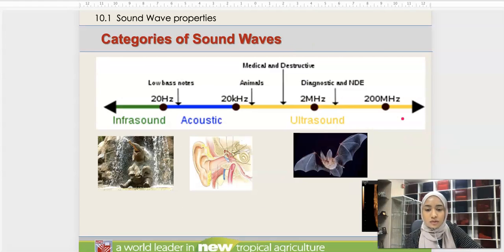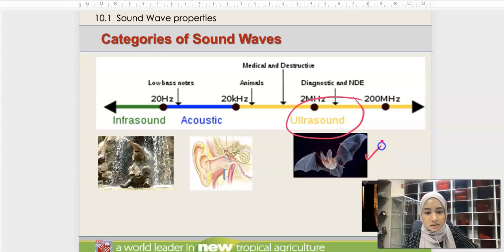Okay, next one. This is just a figure that shows you infra. You start with infra, and then you continue with acoustic, and then you continue with your ultrasound, right? The one that you use in medical equipment, such as ultrasound, you check for the baby. I hope no one has checked their baby in their tummy yet, because that's just not right at your age. So we have the ultrasound, right? The frequency that is used is above 20 kHz.